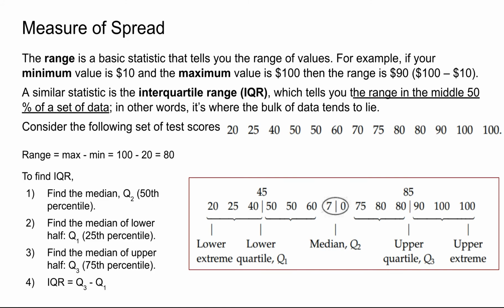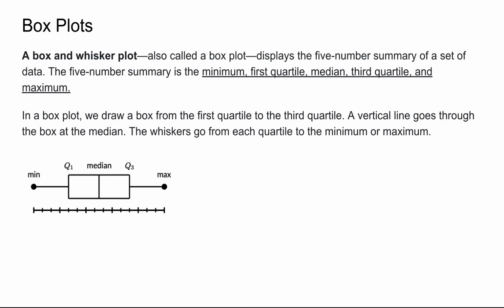Okay. So in the homework problems, you're going to do a lot more examples there. Okay, let's move on to box plots. A box and whisker plot, sometimes called a box plot, displays the 5-number summary of a set of data. What is the 5-number summary? Very important numbers that we can get from our data.